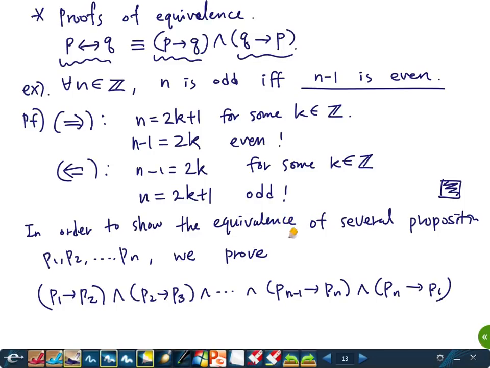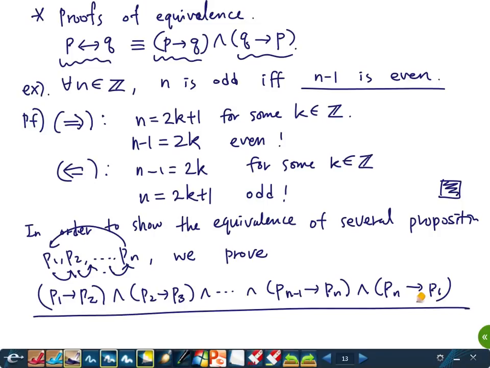Do you see why? Because this means if this is true, then this is also true. If this is true, this is also true. If this is true, this is true. And finally, if this is true, the first one is also true. They are all in circular order. So if one is true, if you follow this arrow, you can reach any proposition. So they are all equivalent if you show these statements separately. Okay?